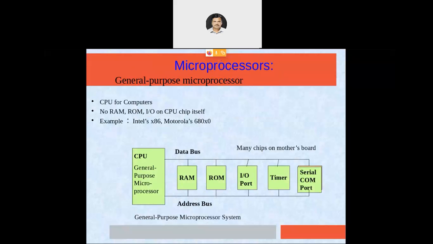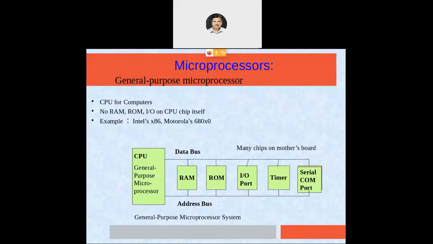So here is an at-a-glance view of the block diagram or internal architecture of the processor. For example, we are considering the CPU, central processing unit, of a computer, and it is a general purpose microprocessor. So it doesn't have any RAM, ROM, or IO on the CPU itself. If you go back into the history, the first processor to come into the picture was the 4004, implemented in the design of calculators. I think it was invented in Japan. Then, as the technology developed, Intel came into the picture and designed the 8085.